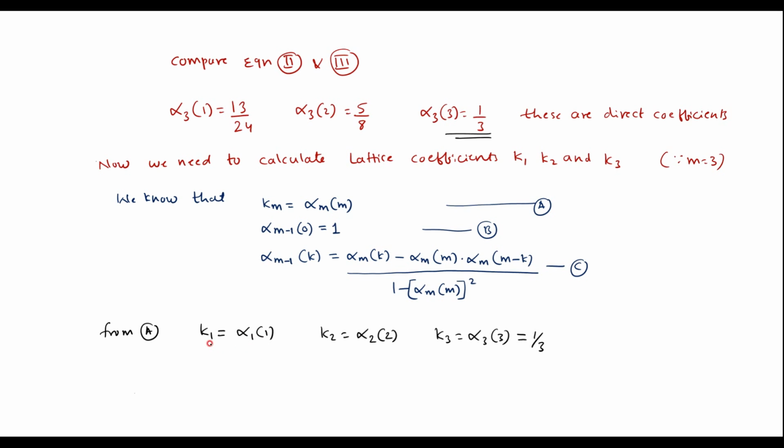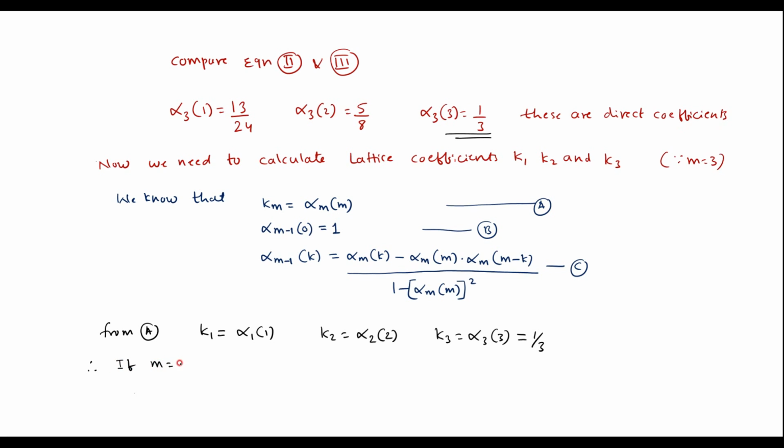So now finding K1 is nothing but alpha 1 of 1. So we'll try to calculate alpha 1 of 1 using equation C. So in equation C, if we consider m is equal to 2 and k is equal to 1, we'll get alpha 1 of 1.